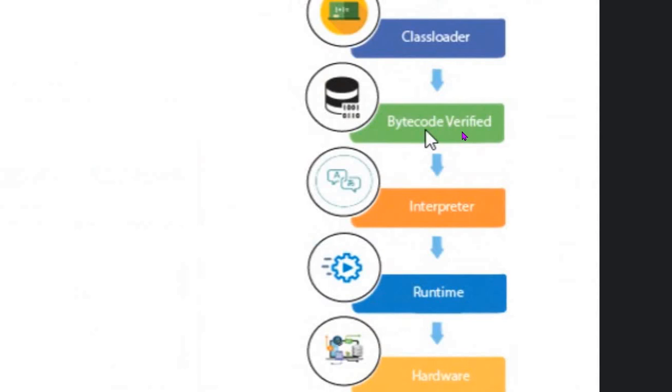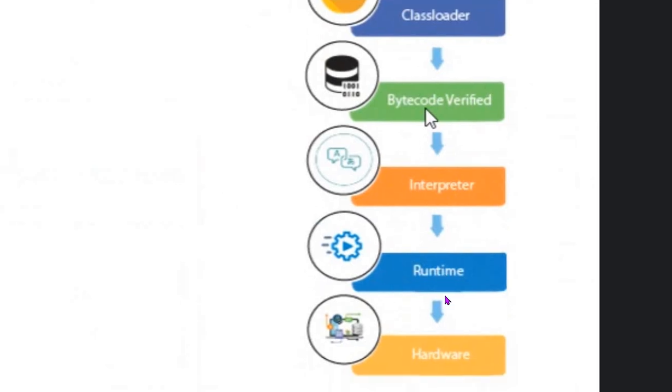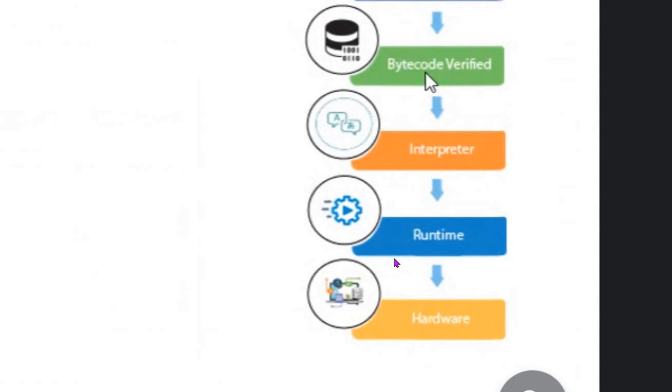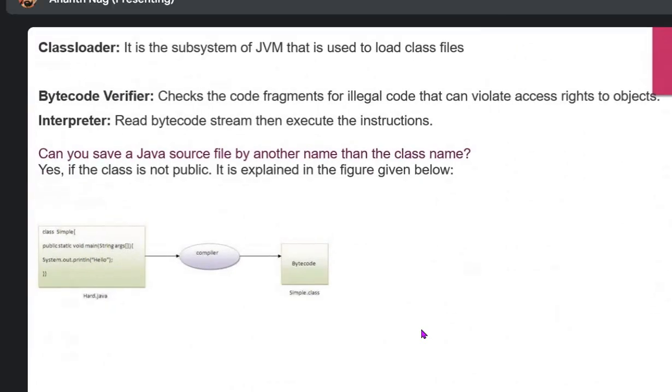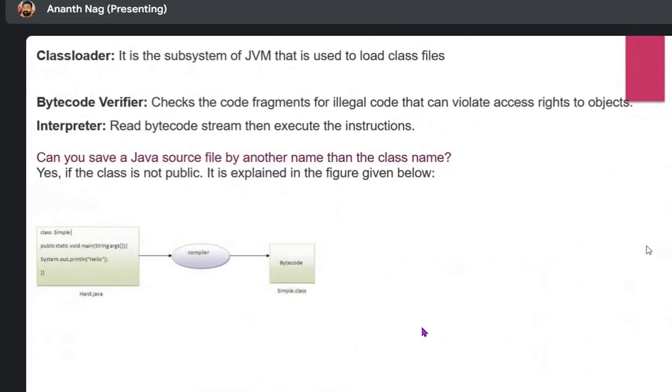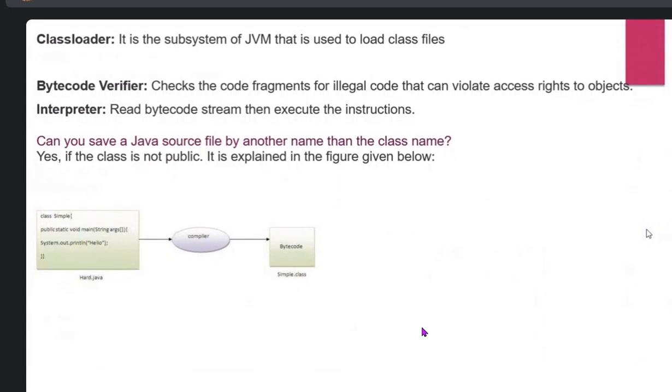I told you that if you change anything in the bytecode, it will not work. So it will verify that everything is fine and secure or not. After that, it will interpret, means it will convert it, and then it will put it into the runtime environment. After the runtime environment, it goes to hardware, so it converts into hardware level. At the end, it is zeros and ones only. So here, what is a class loader? It is a subsystem of JVM that is used to load class files. So whatever class files we are having, that will be loaded here.